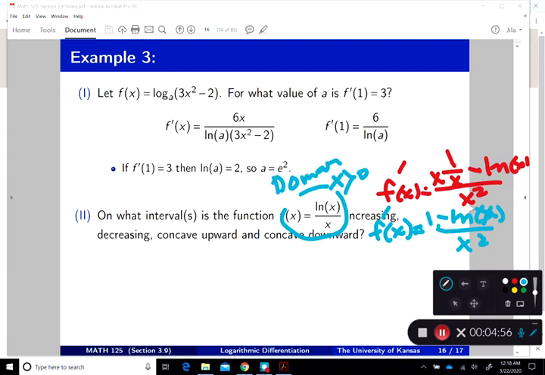Now I have to use this derivative within the domain, which is also the same as the domain of the function, to find where f prime is positive and where f prime is negative. Again, this is an inequality. When it's positive, it means increasing. When it's negative, it means decreasing.